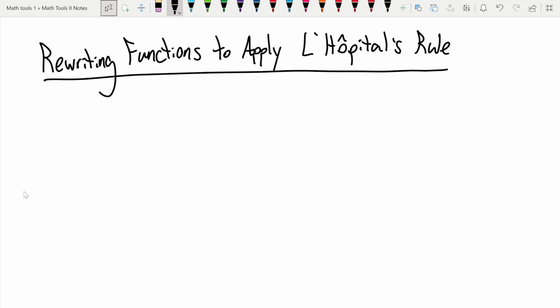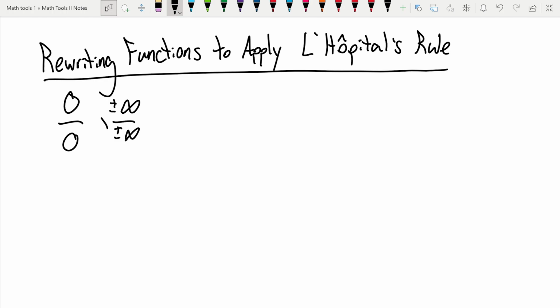So in order to apply L'Hopital's rule, we have to get 0 over 0 or some kind of infinity over infinity. So if we get something like 0 times infinity, it would not work. But oftentimes when we get a different indeterminate form, we can first rewrite it and then take the limit and get it into the 0 over 0 or infinity over infinity form.